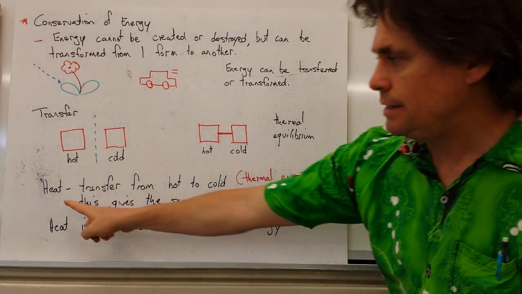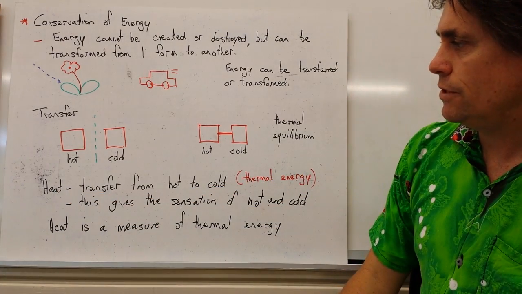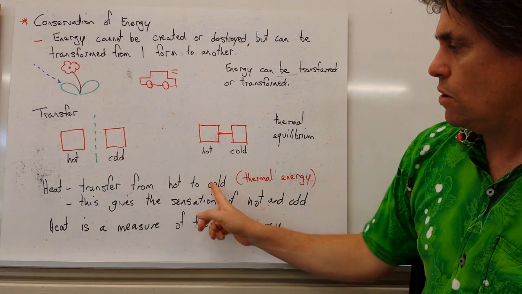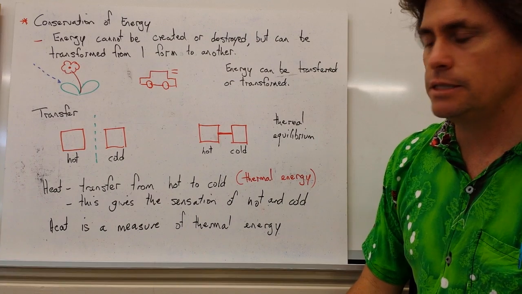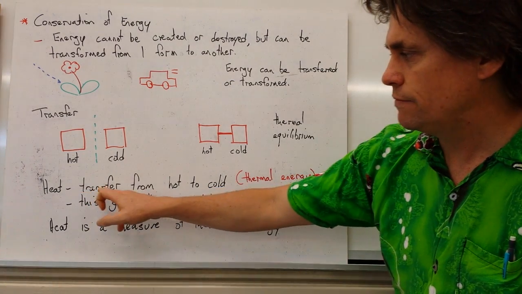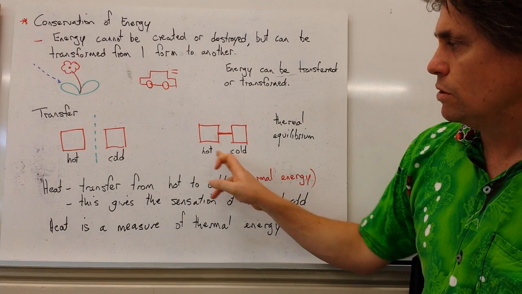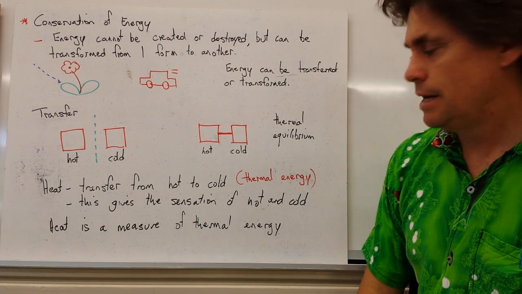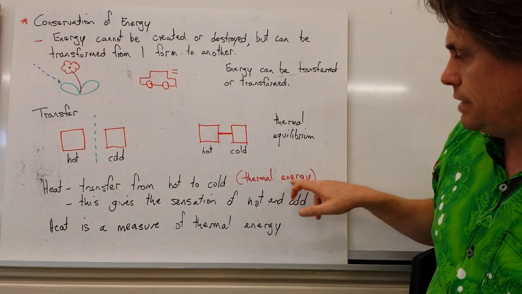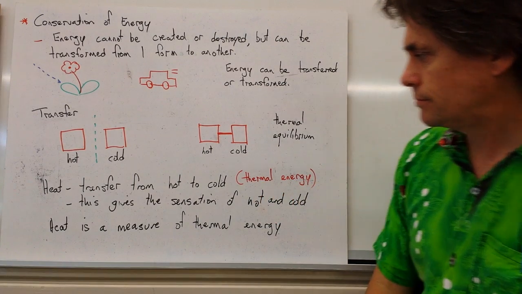Now we define this heat or heat transfer as always going from hot to cold. So that's the important thing. We get a transfer always from hot to cold. We never get it from a cold object to a hot object. And this is known as a thermal energy transfer.